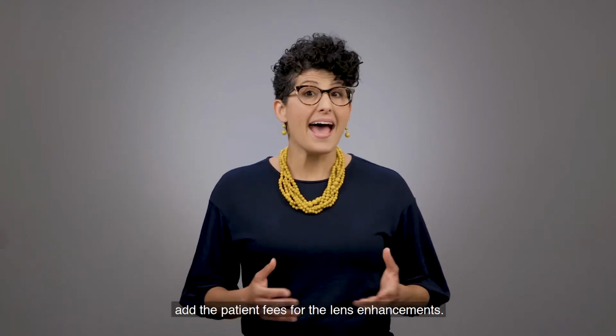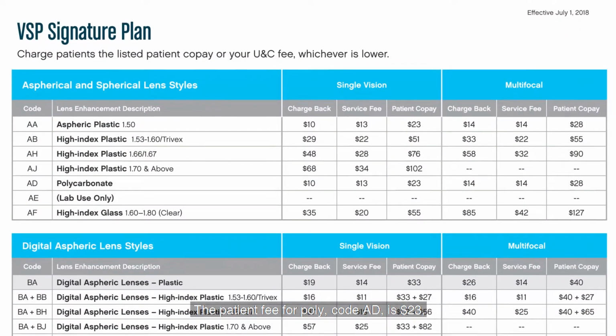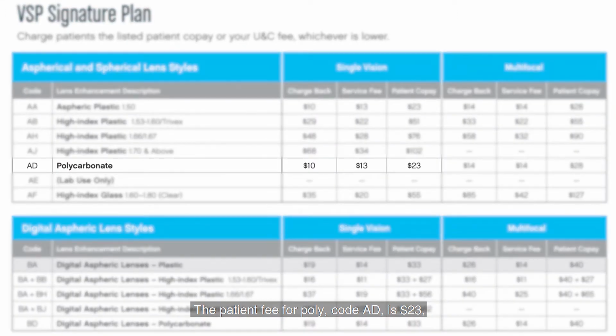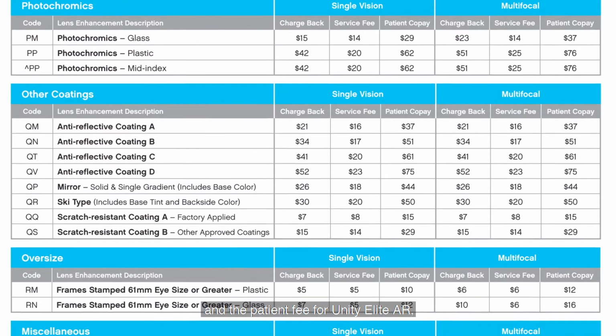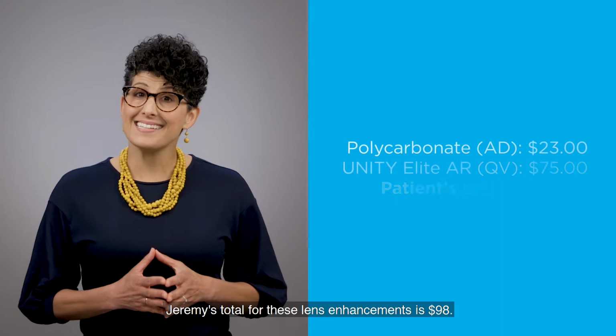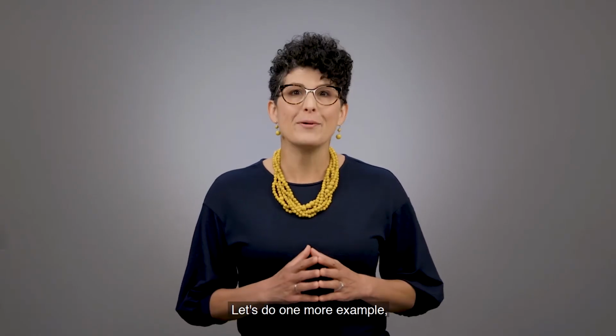Step 3. Add the patient fees for the lens enhancements. The patient fee for Poly, code AD, is $23, and the patient fee for Unity Elite AR, code QV, is $75. Jeremy's total for these lens enhancements is $98. Let's do one more example, this time with VSP Choice Plan.